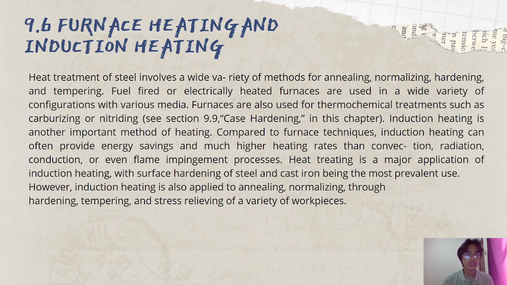In 9.6 is furnace heating and induction heating. Heat treatment of steel involves a wide variety of methods for annealing, normalizing, and hardening and tempering. Fuel-fired or electrically heated furnaces are used in a wide variety of configurations with various media. Furnaces are also used for thermochemical treatment such as carburizing or nitriding. See 9.9 in the gas hardening in this chapter.